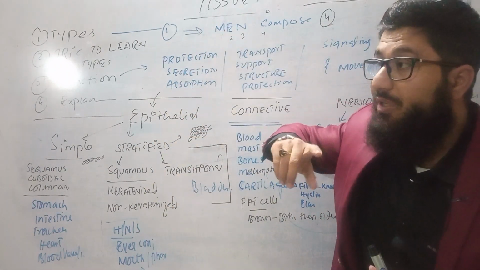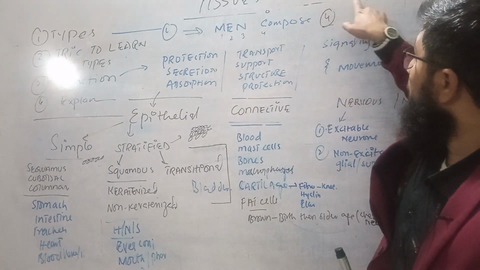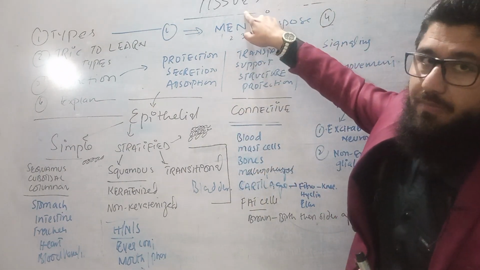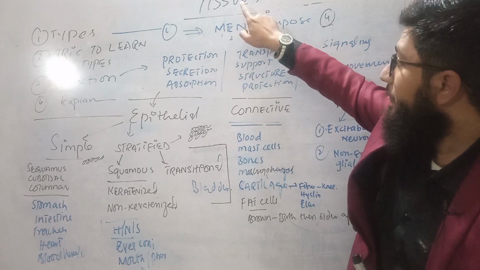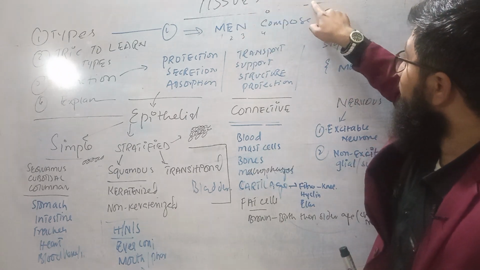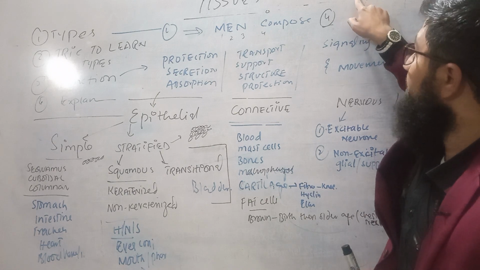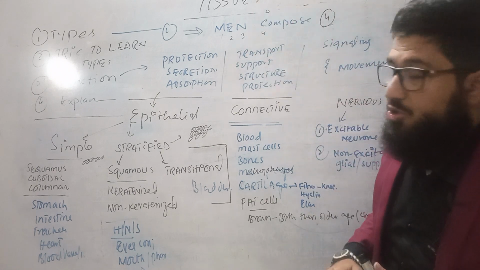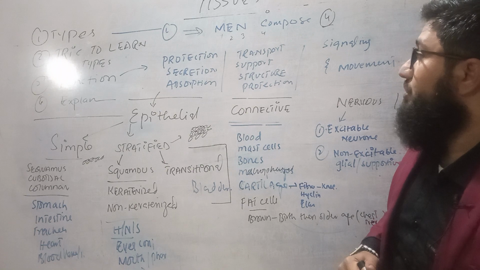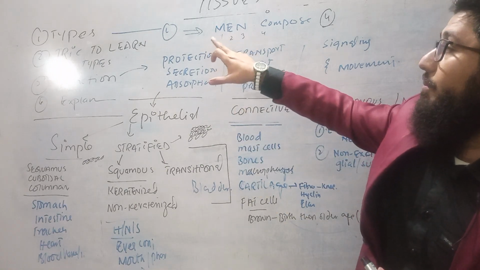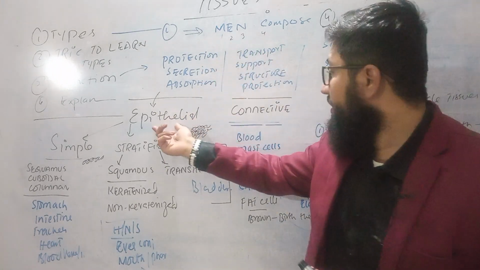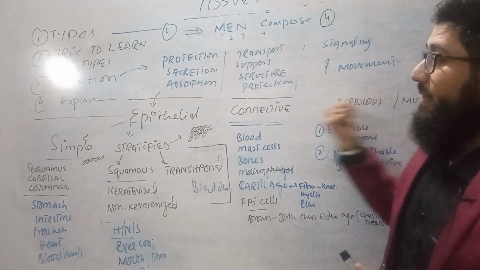So you might have got what tissues actually are. When cells group together, they make tissues. The very point that you must remember, okay? Tissues are when a large number of cells group together for a specific function. That is called tissue. So we have four types of tissues: muscular, epithelial, connective, and nervous. We have these four types.